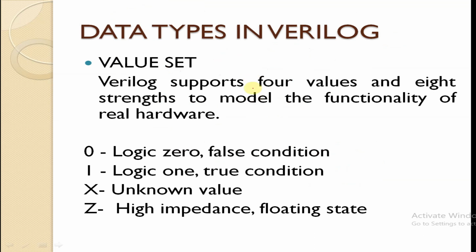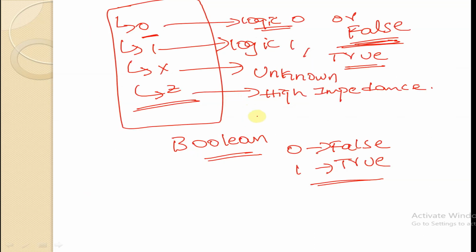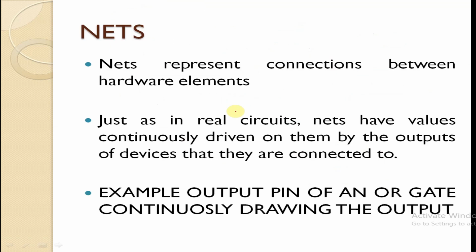So these are the 4 value sets in Verilog. Is this clear for everyone? Coming to nets. Nets are basically used for representing the connection between the hardware elements. Just as in real circuits, nets have values continuously driven on them by the outputs of the devices that they are connected to. For example, we will take an OR gate.